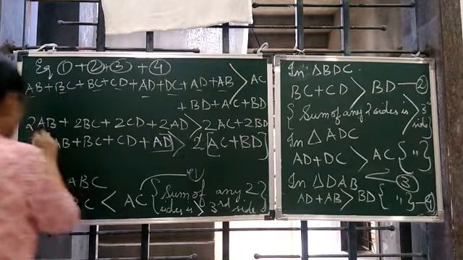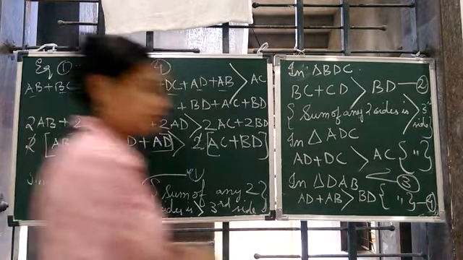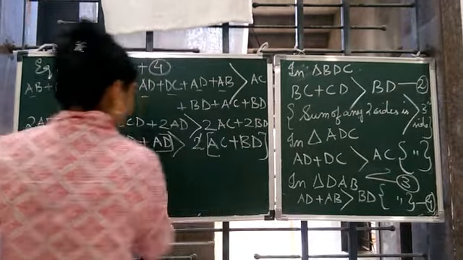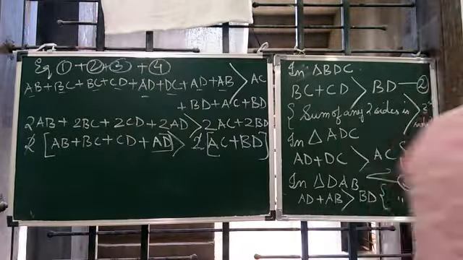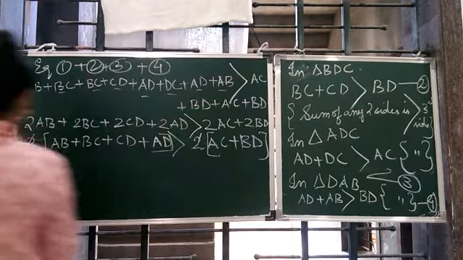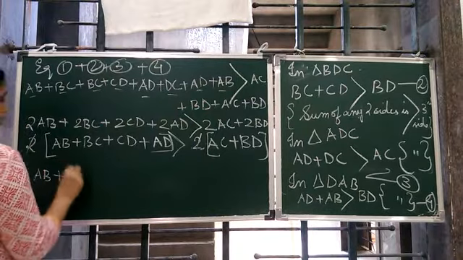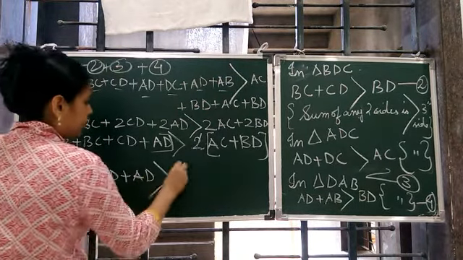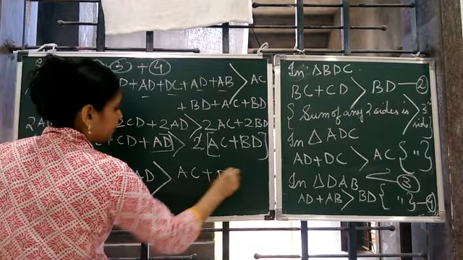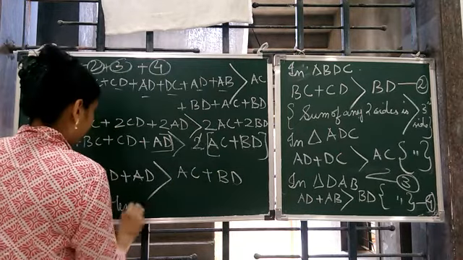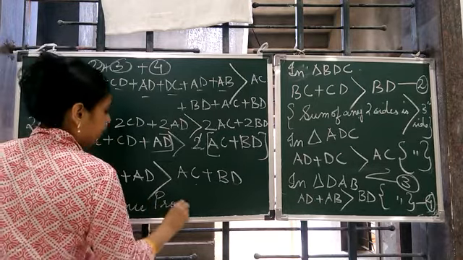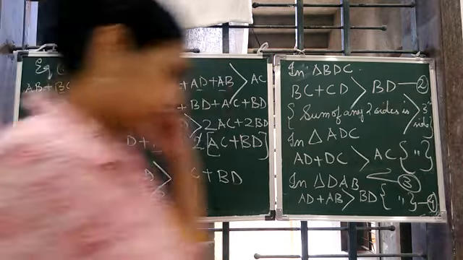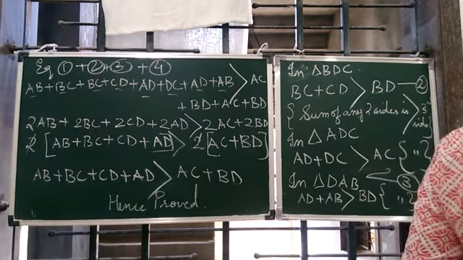Okay, then if you cancel the 2 and 2, what is left? AB plus BC plus CD plus AD is greater than AC plus BD. Hence proved. It was a slightly long proof, but we have done it. Complete. So this completes question number 4.